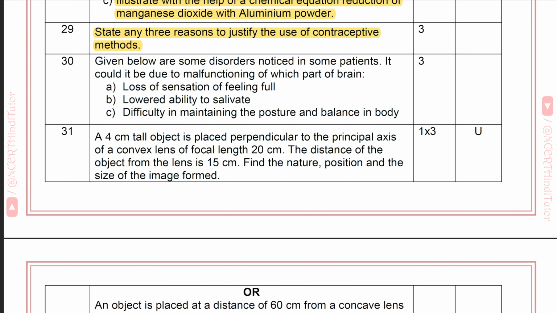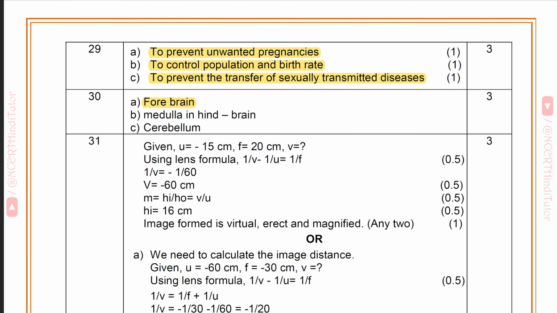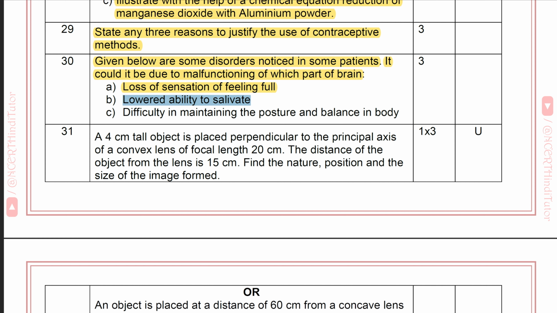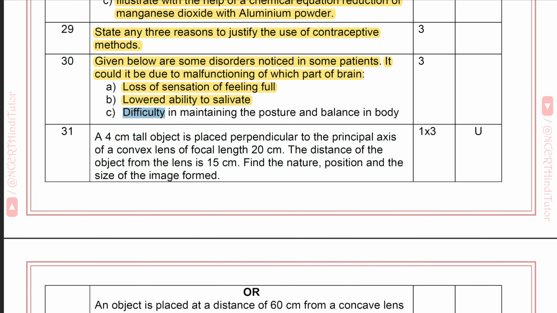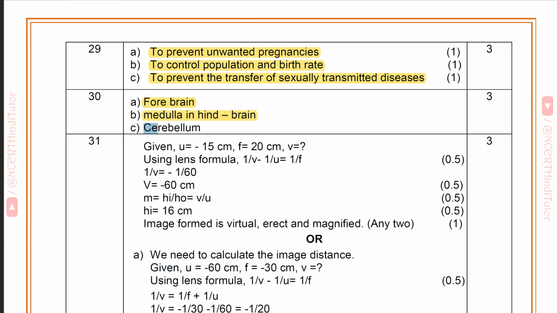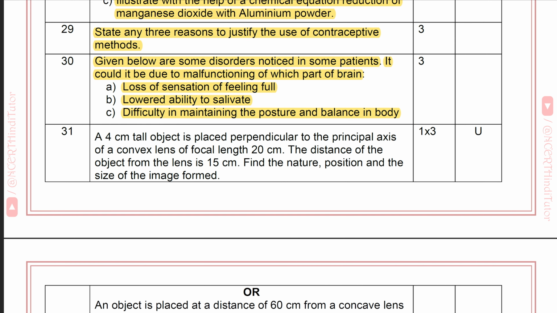Question 30. Given below are some disorders noticed in some patients. It could be due to the malfunctioning of which part of brain? A. Loss of sensation of feeling full. Answer. Forebrain. B. Lowered ability to salivate. Answer. Medulla in hind brain. C. Difficulty in maintaining the posture and balance in body. Answer. Cerebellum.